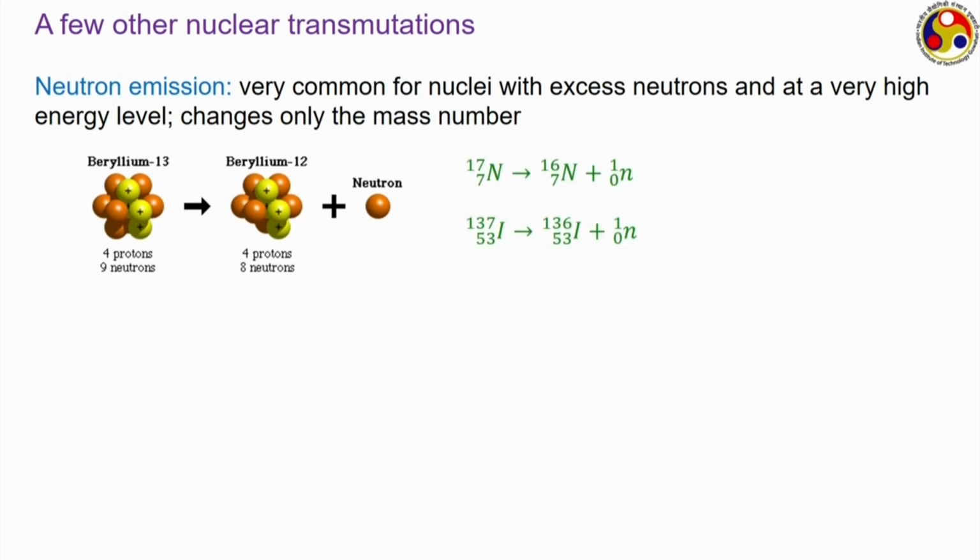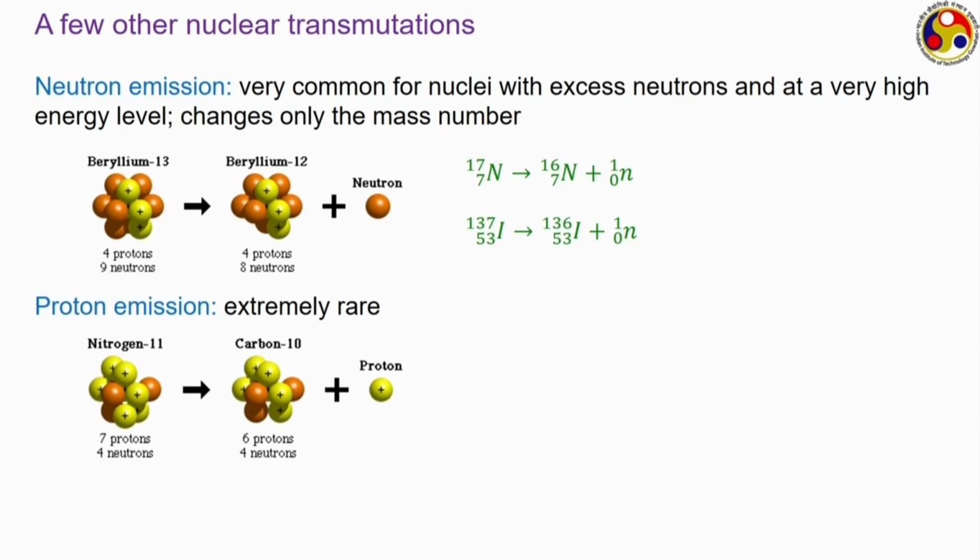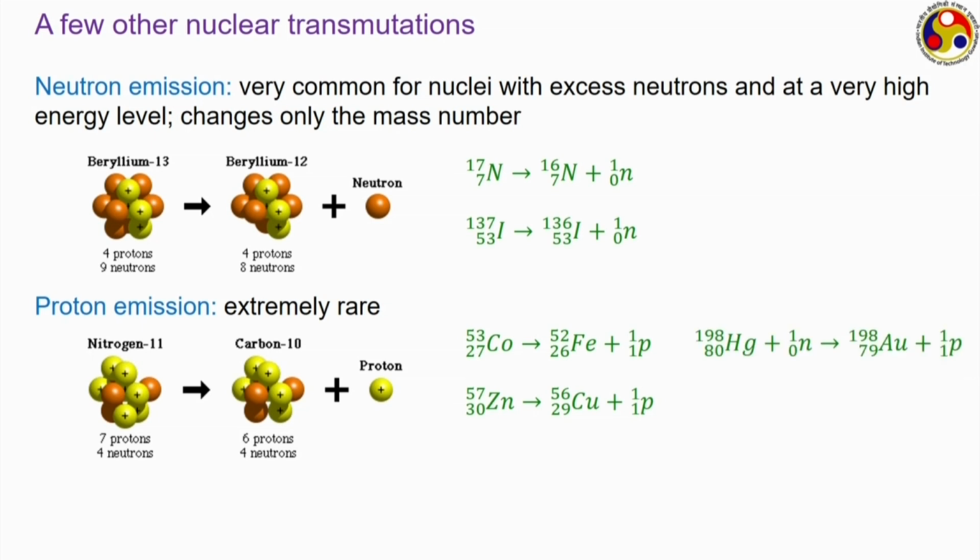Couple of other examples here. In some very rare cases, we can also have proton emission, like in this example of nitrogen-11 ejecting one proton and getting converted to carbon-10. There are a couple of other examples which you can check out, and a very interesting one where we start with a mercury isotope and strike it with a neutron, and the result we get is gold-198 plus 1 proton. This was the dream of the alchemists, to produce gold from mercury, and by virtue of this transmutation, which we can control nowadays, this is definitely possible.